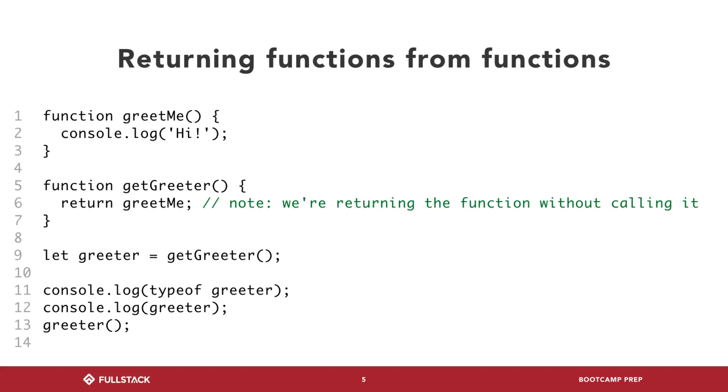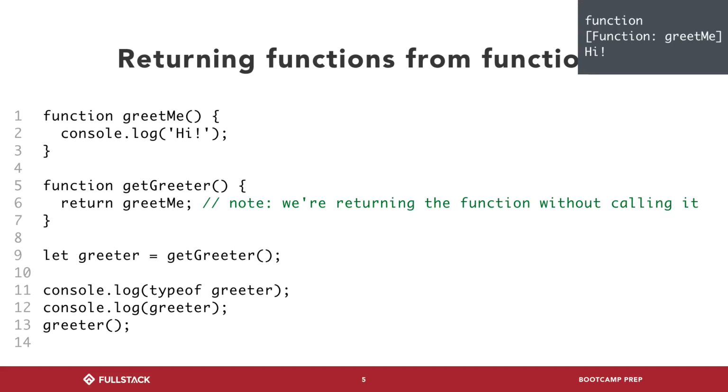On line 12, we look at greeter. On line 13 is the first time that we actually invoke greeter. Greeter after line 9 becomes greetMe. So on line 13, when we invoke greeter, it's the same as us invoking greetMe. And so when we look at it, this is what we get. Once again, on line 11, we're saying the type of greeter is a function. On line 12, we're saying it's a function called greetMe.